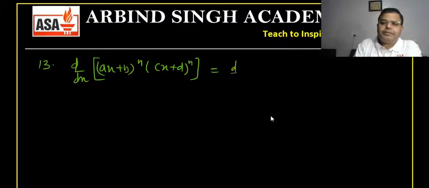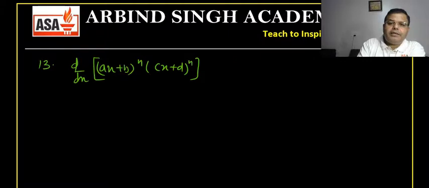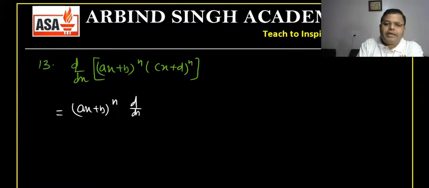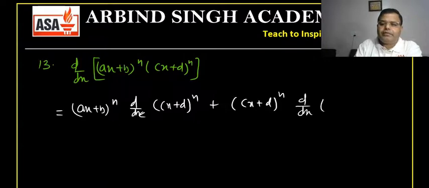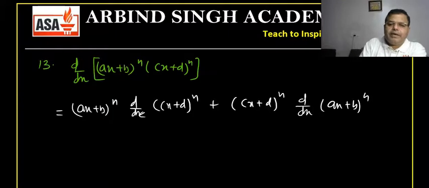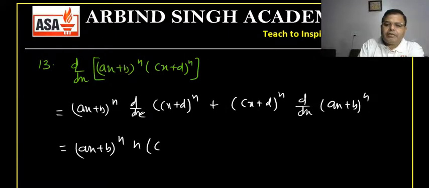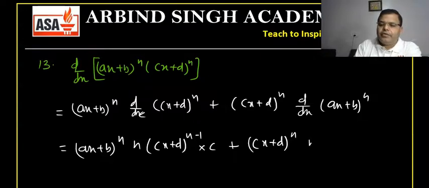We can have dy/dx of (ax+b)^n (cx+d)^n, which is (ax+b)^n times d/dx of (cx+d)^n plus (cx+d)^n times d/dx of (ax+b)^n. So we can write it as (ax+b)^n times n(cx+d)^(n-1) times c, plus (cx+d)^n times n(ax+b)^(n-1) multiplied by the coefficient of x, that is a.